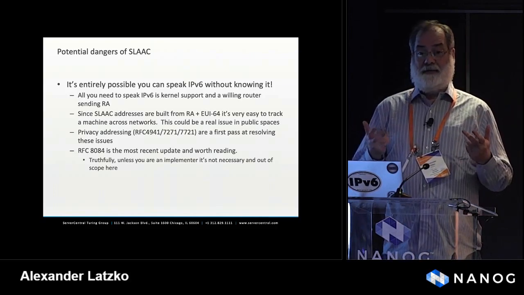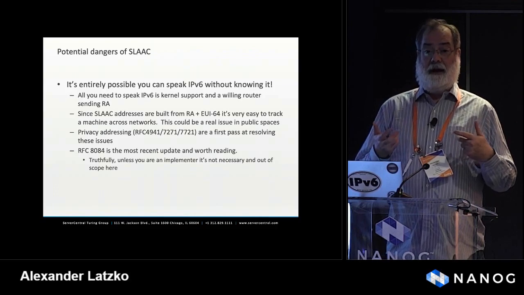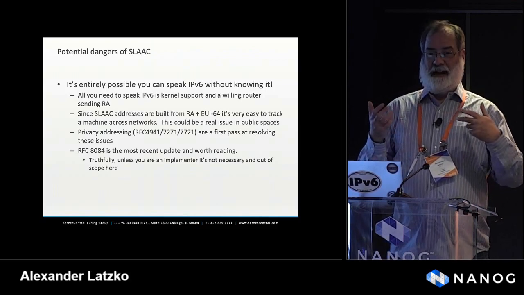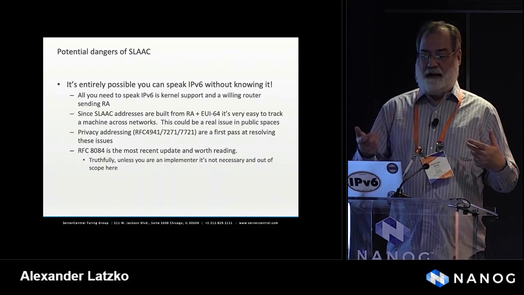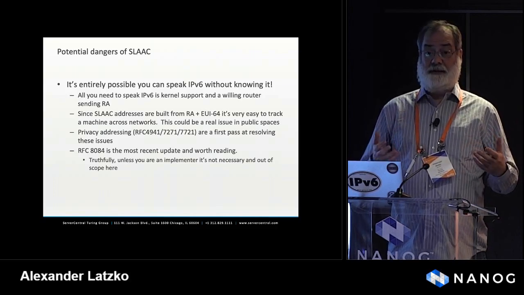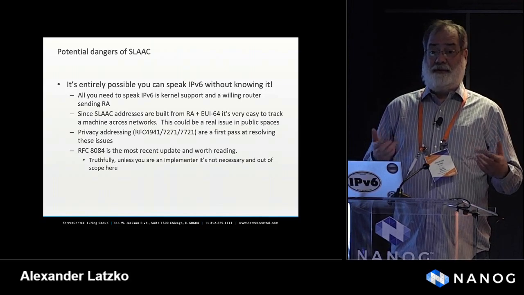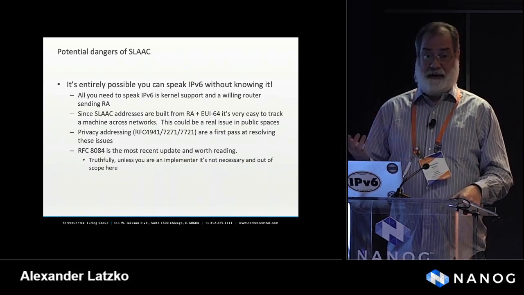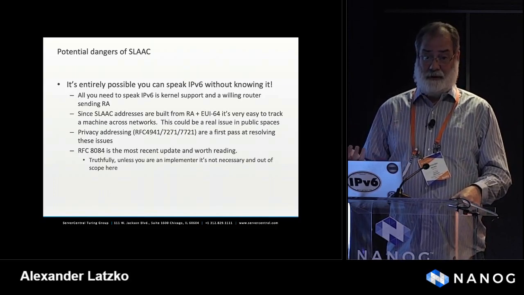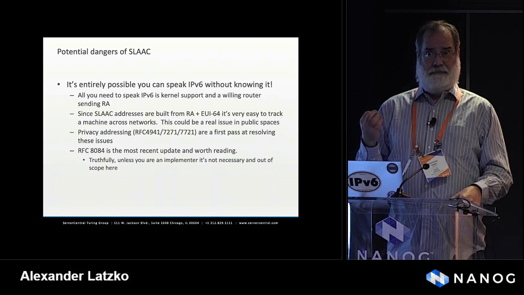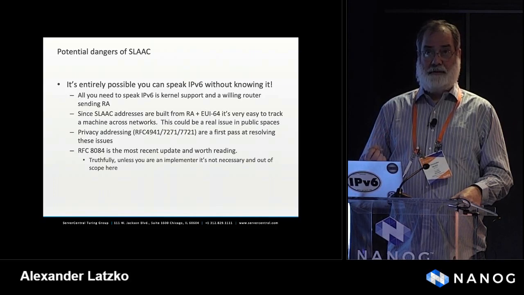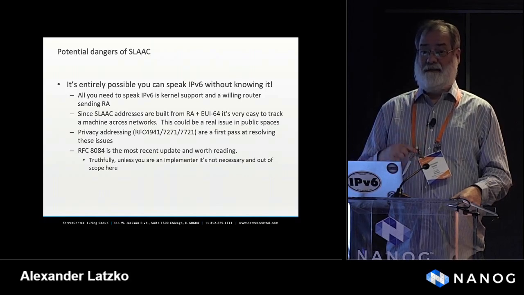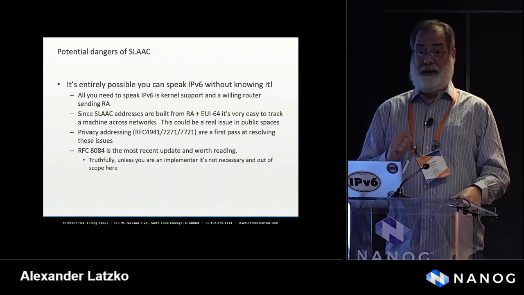There are privacy addressing schemes which do rotations. The original ones you could actually walk backwards on. 8981 is the most recent RFC covering this. Truth is, though, unless you're a developer, don't worry about it, because unless you're a developer putting it in the kernel, you can't do anything anyway. I believe Windows 10 does support it in the most recent release. OS X, I've been told, supports it since one release back, although I've not actually done a sniff to prove that, so don't take me at my word.